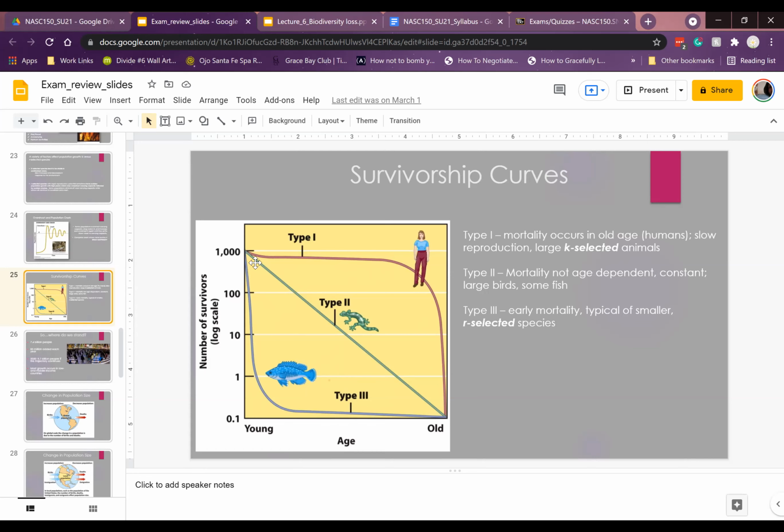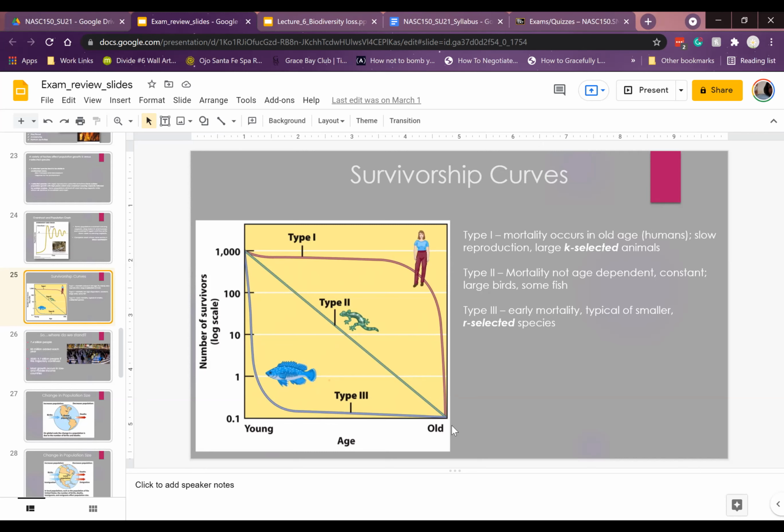So type 1, remember, is very low mortality early on in life, very high mortality late in life. So if you have type 1, you're likely to live to old age, and that's pretty easy to understand when you think about humans, right? The average life expectancy of humans is in the 70s, right? Well, sometimes it's higher, but on average, it's in the 70s. Type 2, well, if you're a lizard, it doesn't really matter when you're equally as likely to die old or young. That's what type 2 looks like.